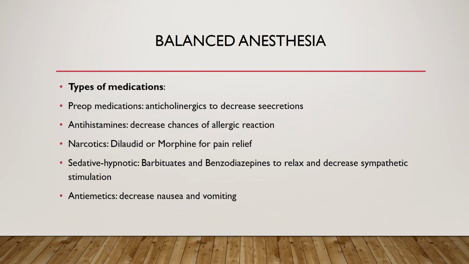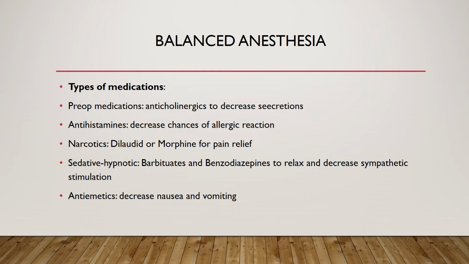So my question was, what are the different types of drugs used in balanced anesthesia? The concept of balanced anesthesia is defined as combining several different types of drugs to achieve the maximum therapeutic effect needed during anesthesia. The variety of drugs given during balanced anesthesia achieve analgesia, muscle relaxation, unconsciousness, and amnesia.